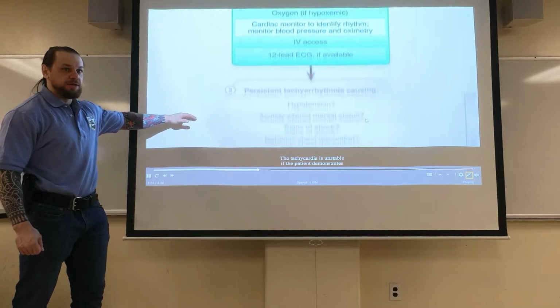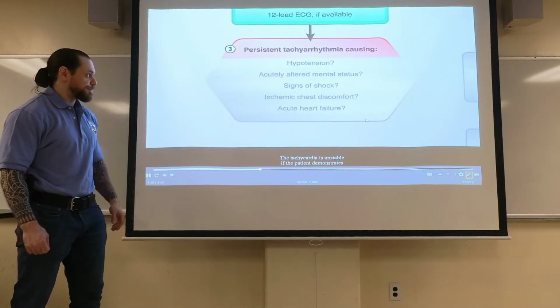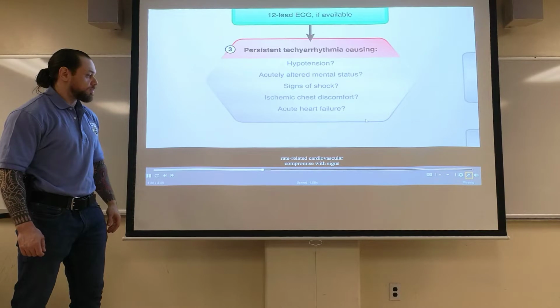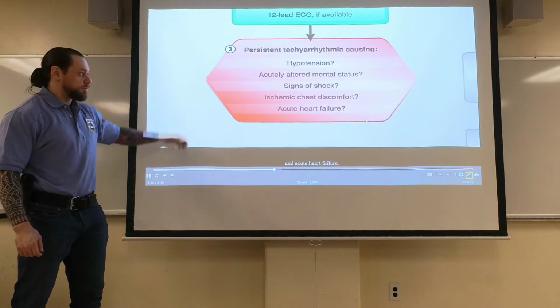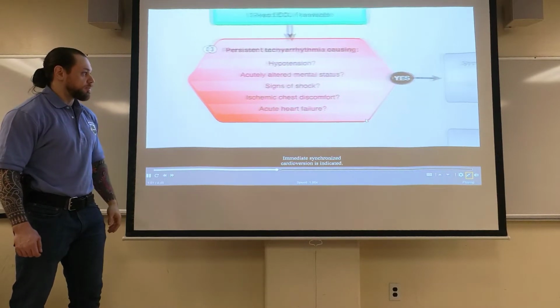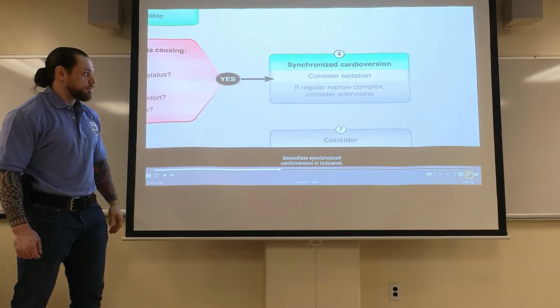This is the 2020 tachycardia guidelines. The patient is unstable if the patient demonstrates rate-related cardiovascular compromise with signs and symptoms such as hypotension, acutely altered mental status, signs of shock, blood pressure less than 90, and acute heart failure. Immediate synchronized cardioversion is indicated.